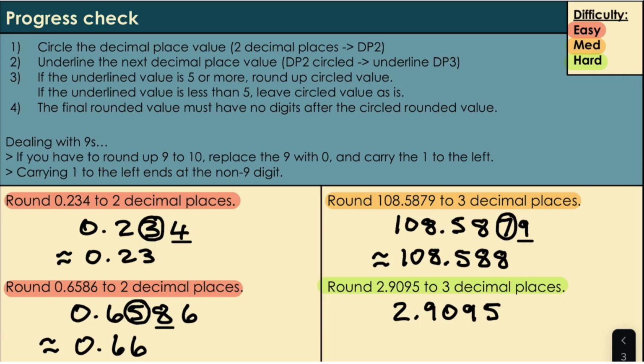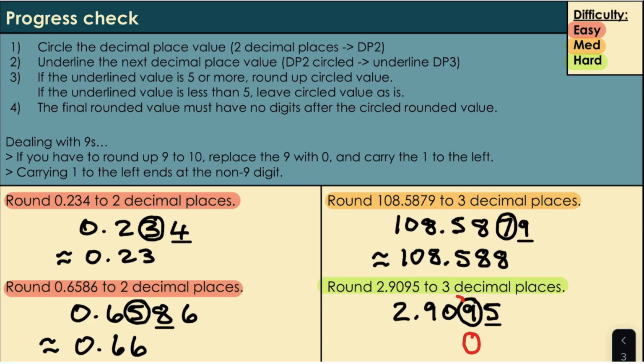Last example, 3 decimal places. I circle the 9. Next digit is a 5. I underline it. Well, 5 or more means we round up. So we have to be careful with this. Underneath the 9, 9 is going up to 10, so I write a 0.